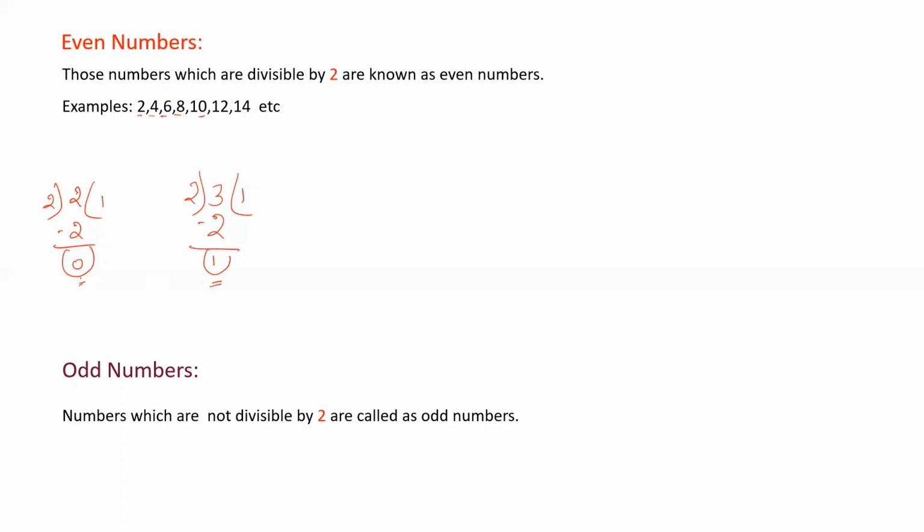Odd numbers. Numbers which are not divisible by 2 are called odd numbers. 1, 3, 5, 7, 9, 11, 13 are examples of odd numbers.